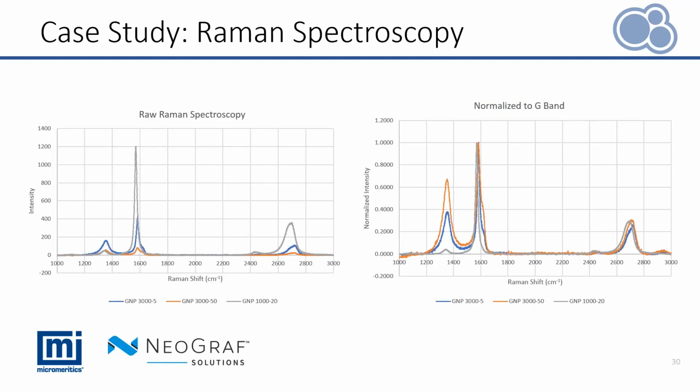The graphs show the raw Raman data on the left and its normalized version on the right, provided by NeoGraph Solutions.